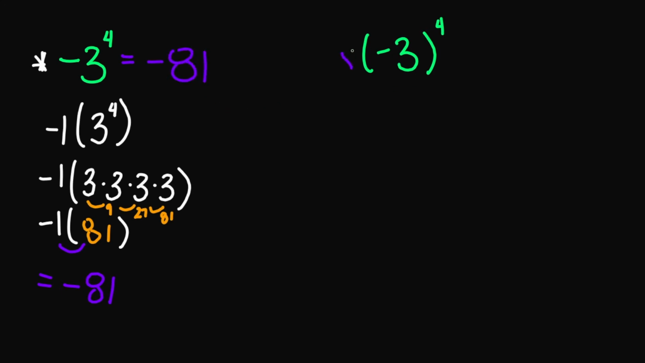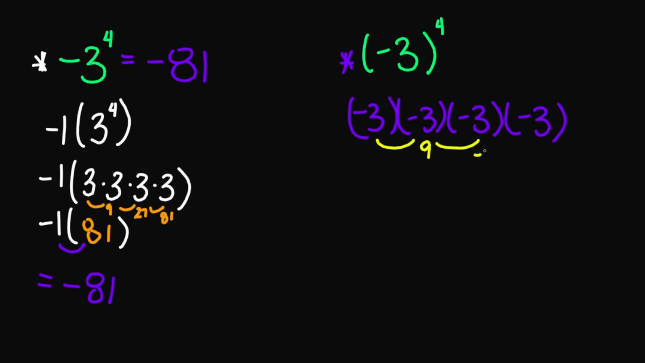Now let's look over here. -3 is in parentheses. So this means -3 times -3 times -3 times -3. -3 times -3 is going to give you a positive 9. 9 times -3 is -27. -27 times -3 is going to give you a positive 81. So -3 in parentheses to the 4th power is going to equal a positive 81.